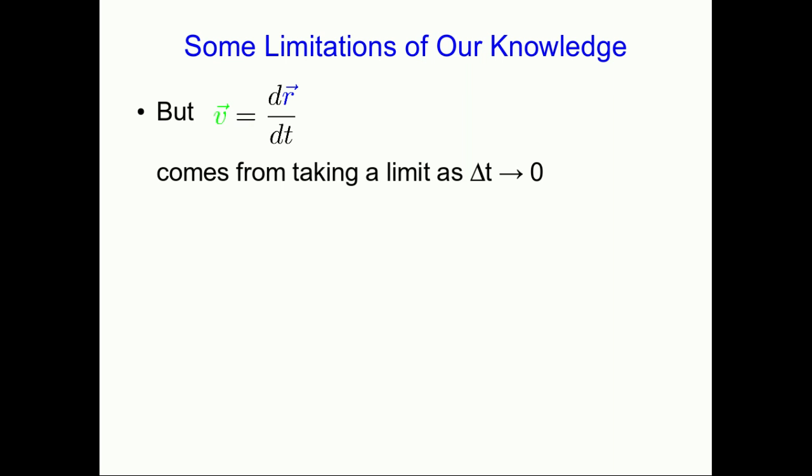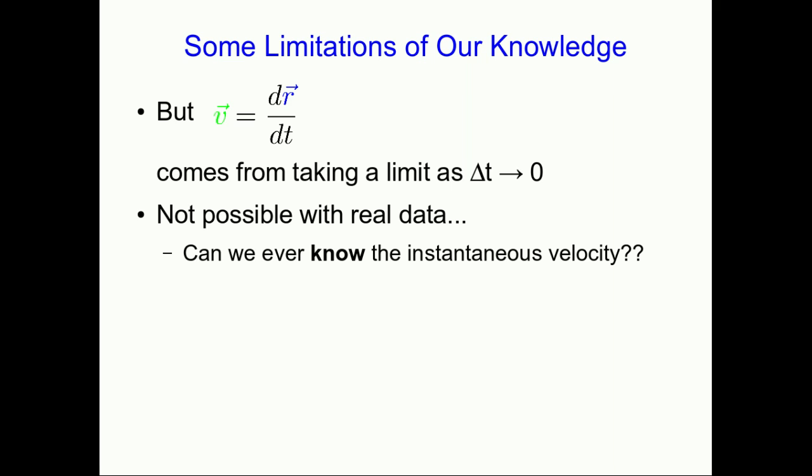Whatever you're studying, it's important to remind yourself from time to time that as humans, our knowledge has limitations on it. And there's a limitation to our knowledge staring us in the face here. Velocity as a derivative of position comes from taking a limit as delta t goes to 0. We're taking shorter and shorter time limits. But with real data, you can't let delta t go to 0. You can't take an infinite number of data points separated by infinitesimal times. So you could ask whether we can ever know the instantaneous velocity for a real object.